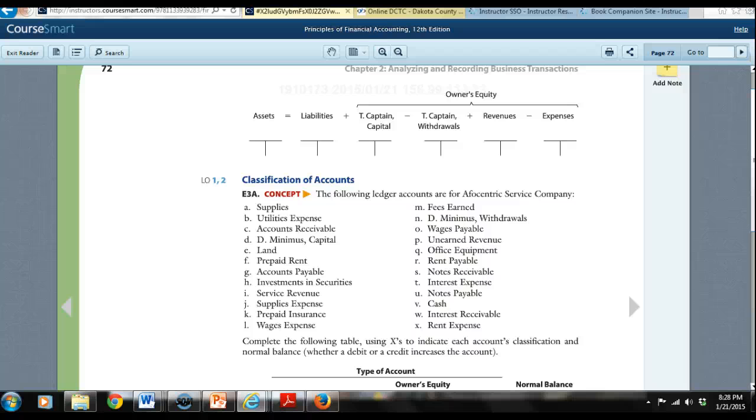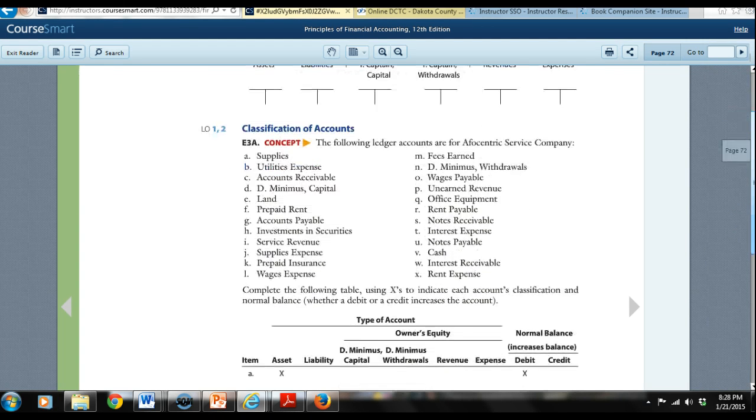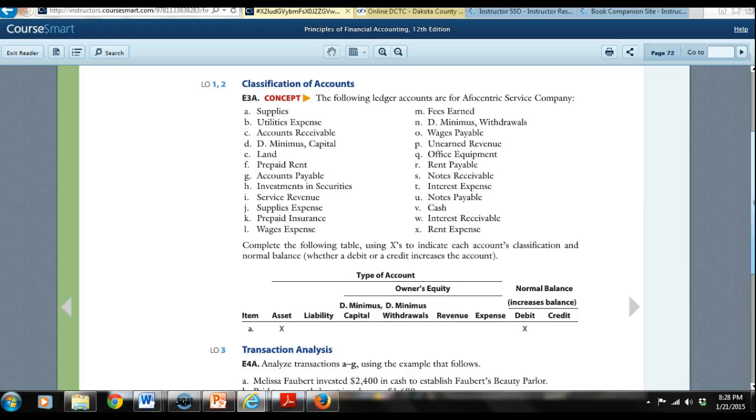E3A basically lists: complete the table using X's to indicate each account's classification and normal balance. So for example, supplies is what? Asset. So you're going to X the asset box. And is it a normal balance of a debit or a credit? Debit. So over there where it says normal balance, debit, you'll X that, okay?